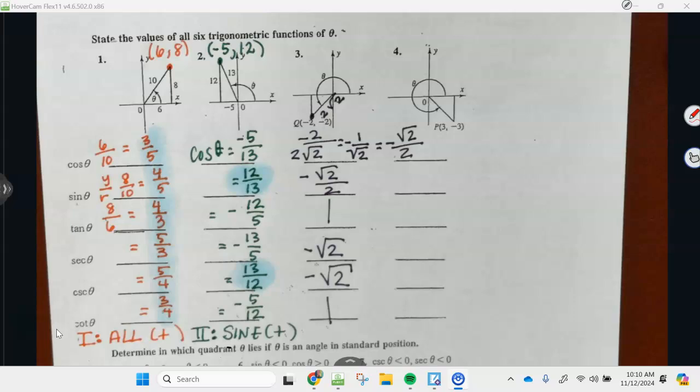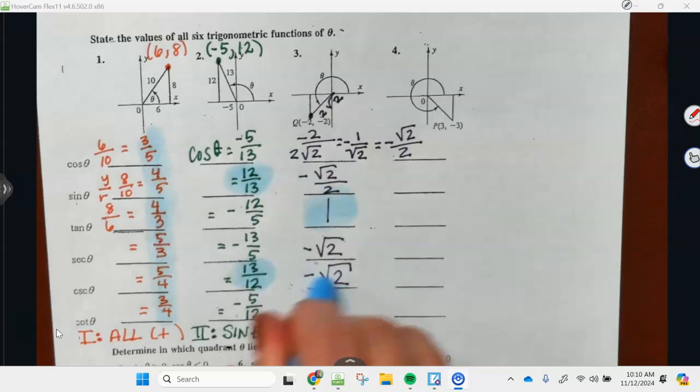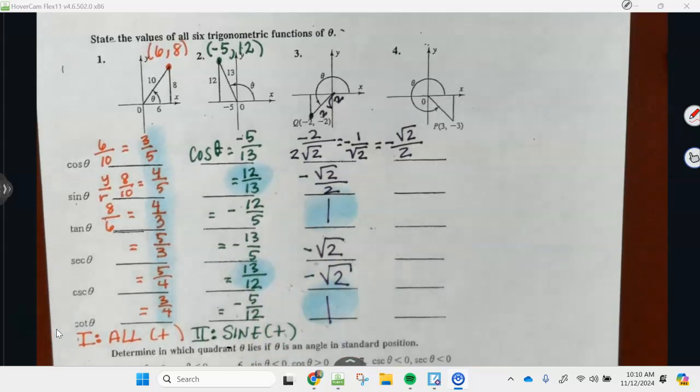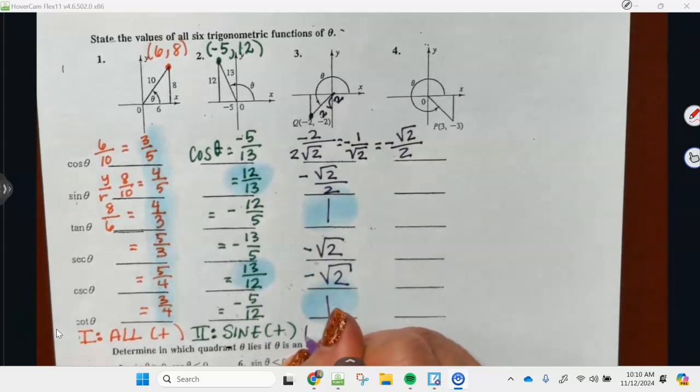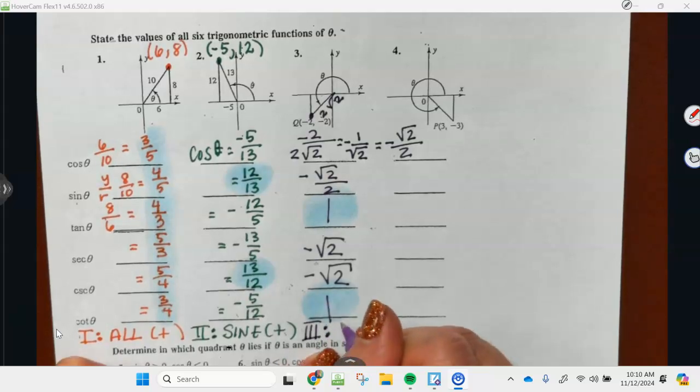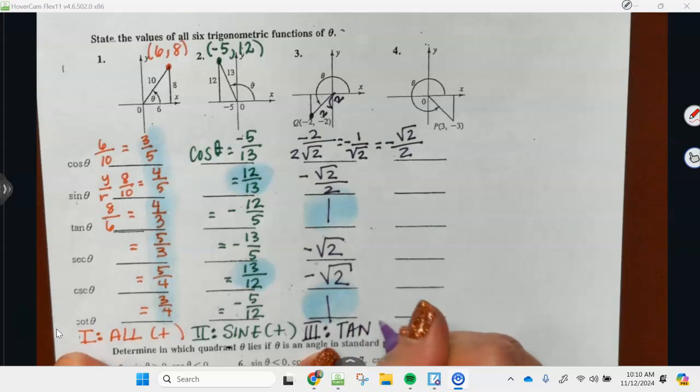All right, y'all, grab your highlighter. Let's highlight what's positive here. What's going on? What's positive in quadrant 3? Tangent, very good. So just these whole numbers were the only things that ended up being positive. So in quadrant 3, we just had tangent that was positive.